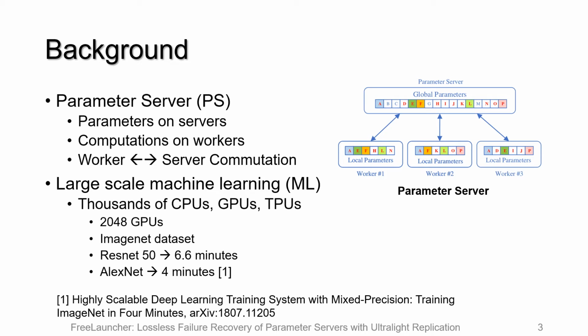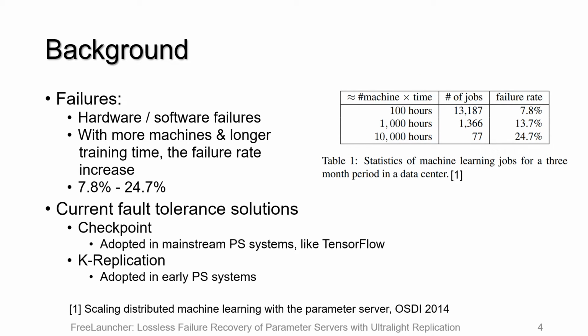The parameter server architecture plays an important role in large-scale machine learning, where the server stores globally shared parameters and provides a key-value interface for workers to access. Modern PS systems leverage large-scale cloud computing infrastructures with high-end hardware like GPUs and TPUs to train models in minutes. However, during the training process, parameters might experience unexpected failures and lose the intermediate training results. For fault-tolerant solutions, mainstream PS systems like TensorFlow adopt checkpoint, while some earlier systems adopt key replication.